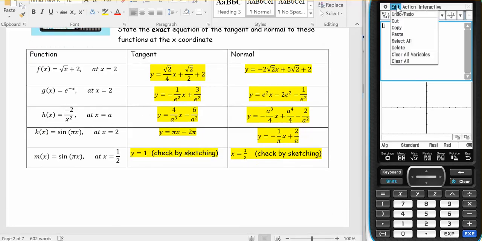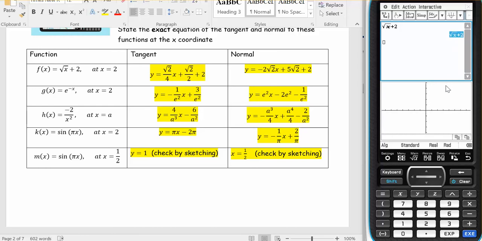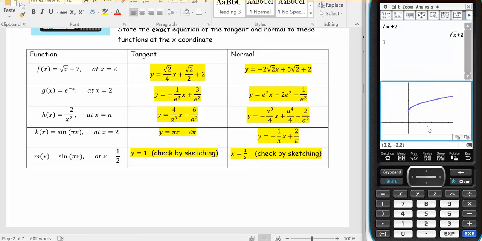So if I go square root of x plus 2 and I go Execute and I graph this down here, and then I go Analysis, Sketch, Tangent, and it's waiting, I press 2, go OK, and it draws the tangent for me. Then when I press XC, I get the equation down the bottom, and that equation is not exact.